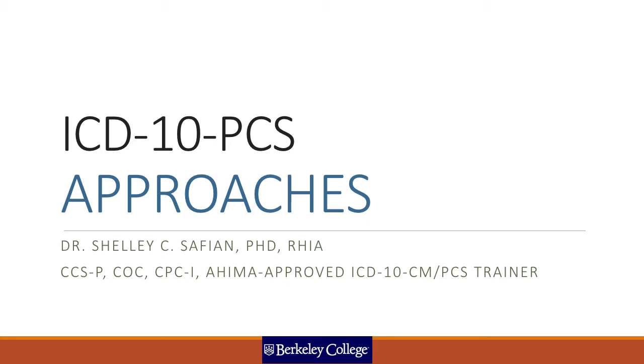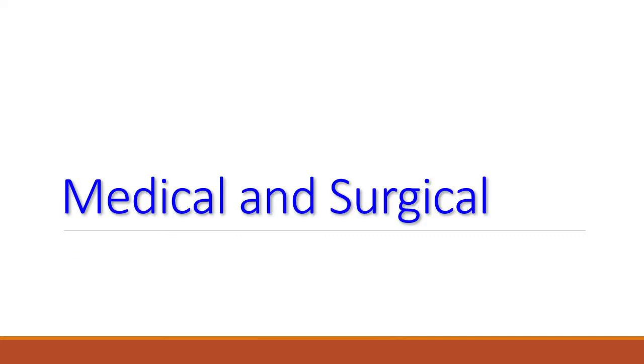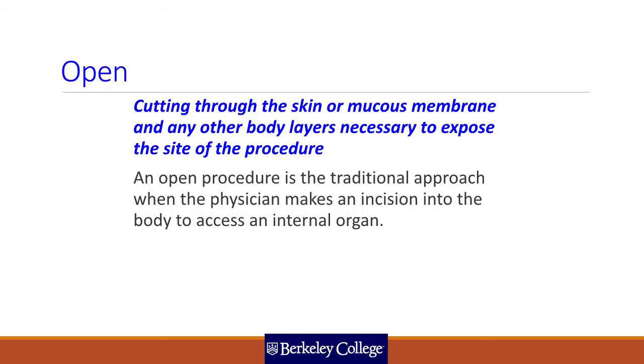One of the characters that you must understand and determine is the character that describes the approach the physician or surgeon took to get to the intended anatomical site or organ upon which the procedure is going to be performed. Let's review your options. The medical surgical section, the first and the largest section in your ICD-10 PCS, has a large list of options that you get to identify with and then report.